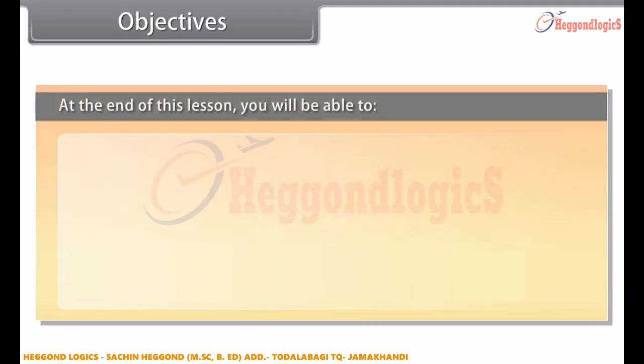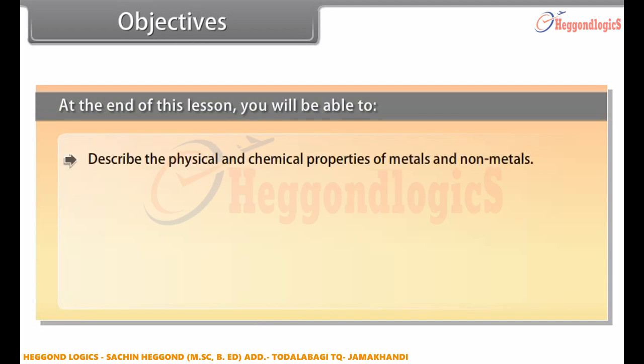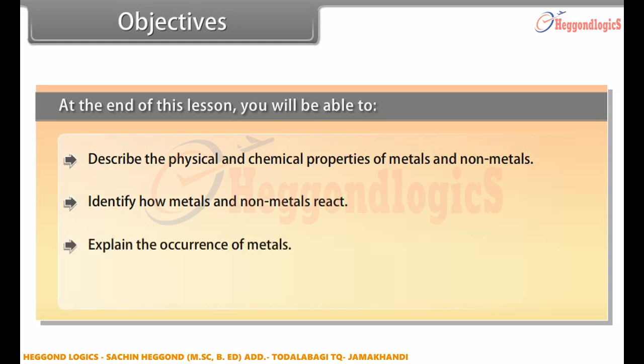Objectives. At the end of this lesson, you'll be able to describe the physical and chemical properties of metals and non-metals, identify how metals and non-metals react, explain the occurrence of metals, describe corrosion.